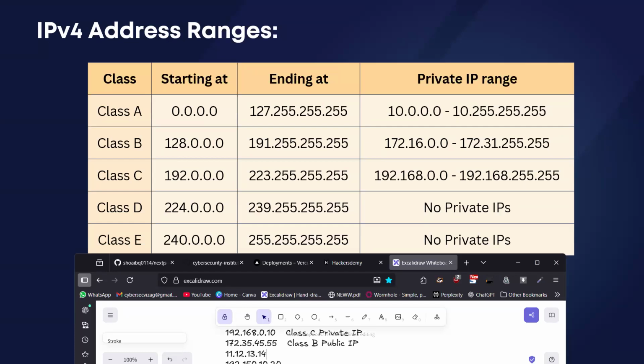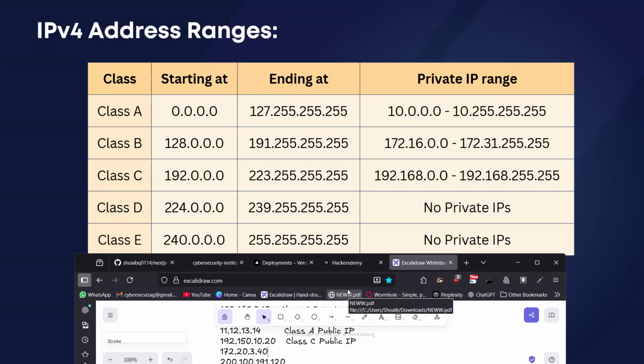Next IP, 11.12.13.14. 11 is in class A, between 0 and 127. And for it to be a private IP, the first octet should be 10. But what we have here is 11. So therefore, this is also a public IP. Okay. Next IP, 192.150.10.20. According to 192, we know that this belongs to class C. And the first octet seems to match for a private IP, but the second octet is 150, which means it is not the value 168. So therefore, this is a public IP as well.